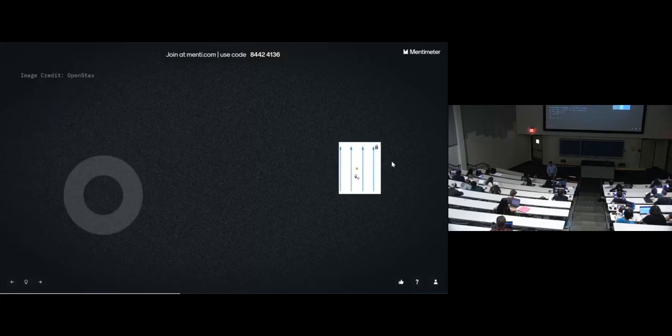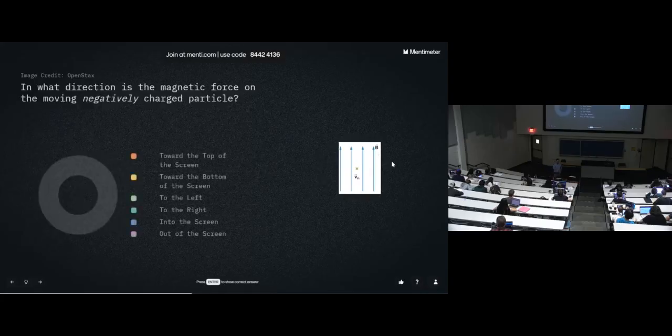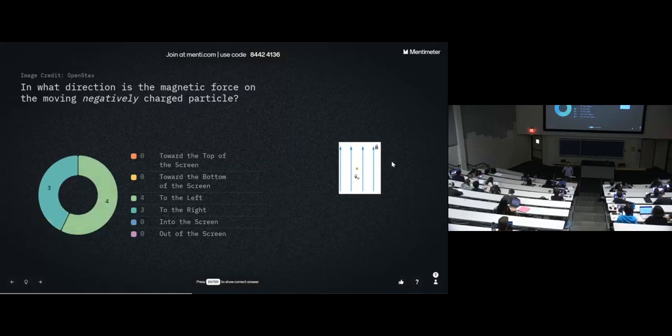All right. Now, what if it's negative? So our definition for force was Q times V cross B. So V cross B gives you one piece of it, but then Q is negative, and taking the negative of a vector flips the direction. So take V cross B, just like we've been doing. You'll get a result, but then you have to flip the direction because the charge is negative. So in what direction is it for a negatively charged particle?